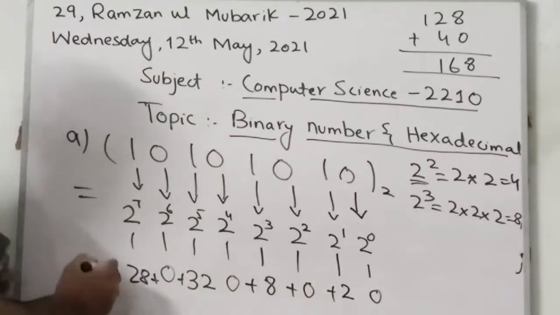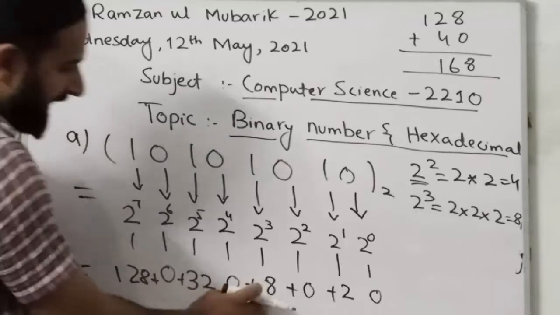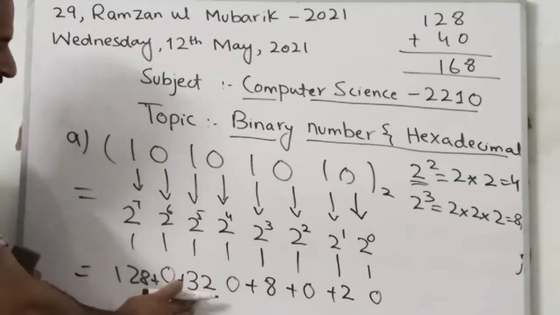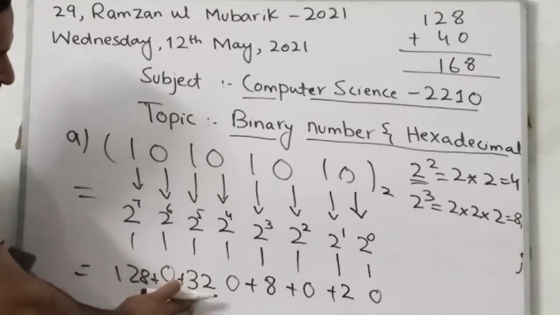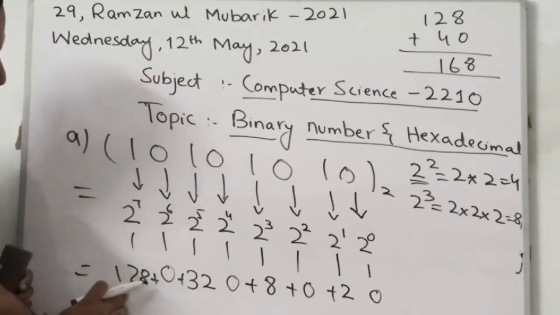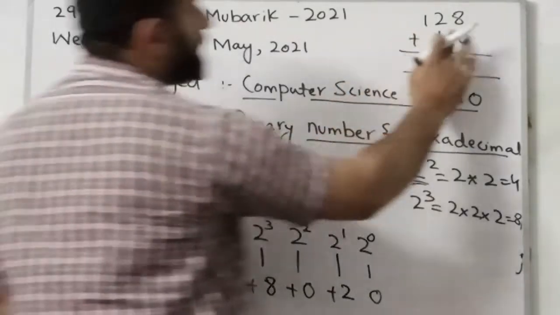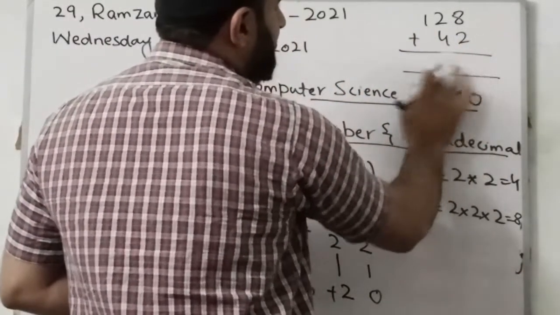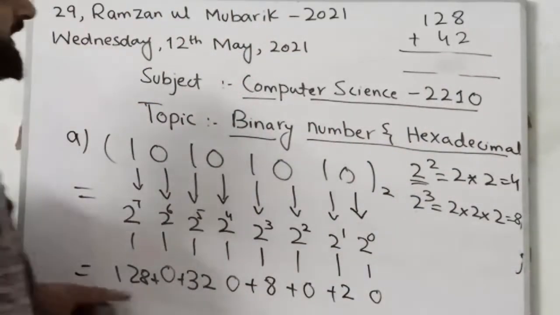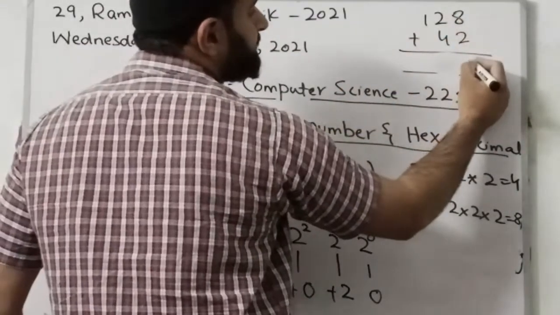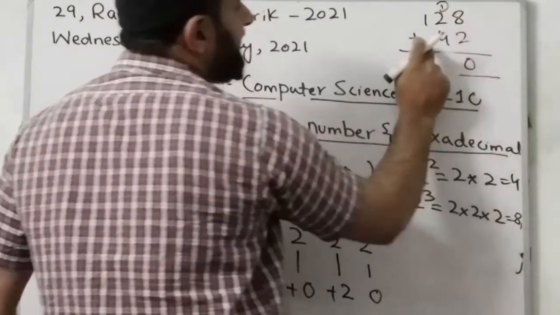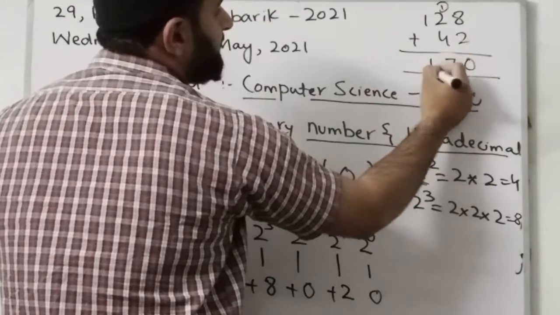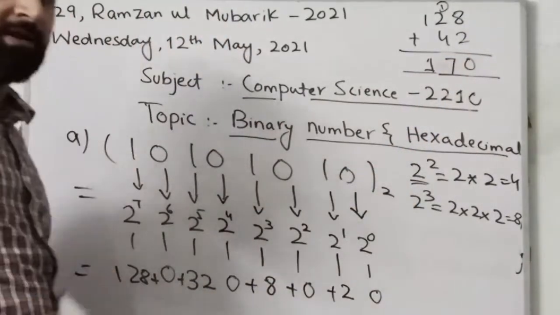Okay, so here we are. 8 plus 2 is 10. 10 plus 32 is 42. Yes, it's 42. Okay, 42 plus 128. 8 plus 2 is 10, 1 carry. Then 4 plus 2 is 6, plus 1 is 7. Okay, fine. I was right yesterday.